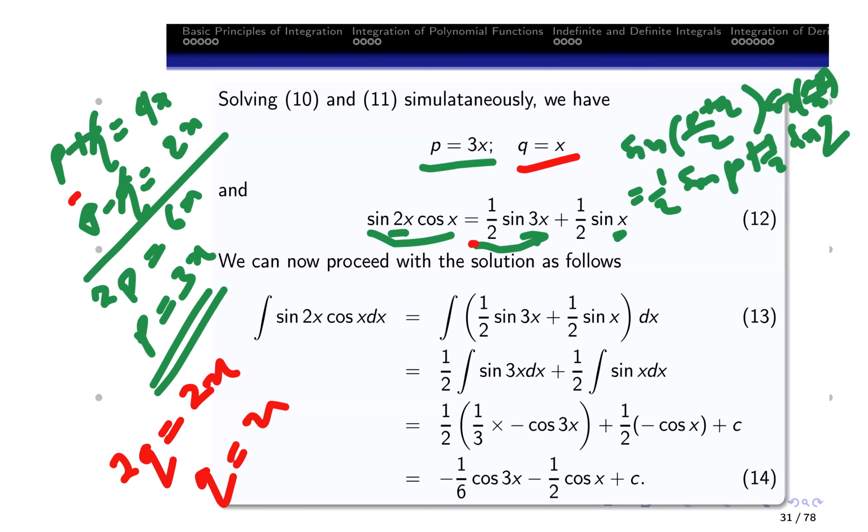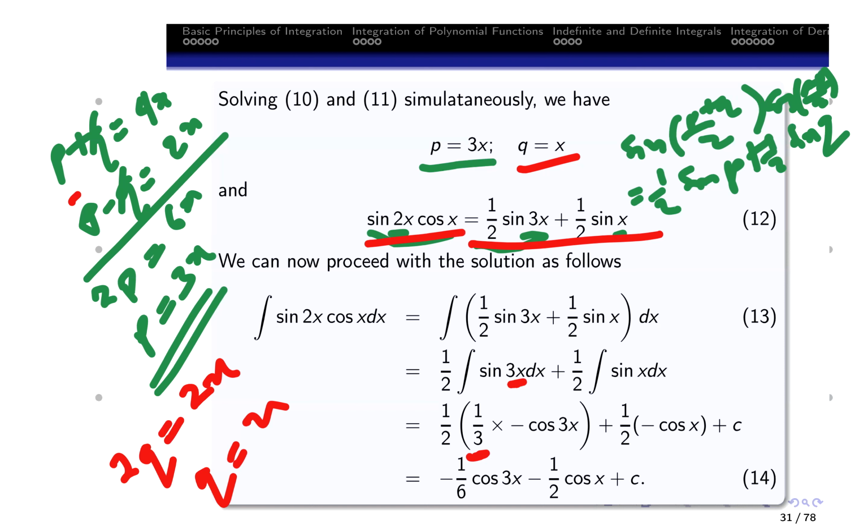So we have the integral of sine 2x cos x dx equals the integral of half sine 3x plus half sine x dx. Now we open things up. You have half sine 3x dx, then half sine x dx. So half is outside. To integrate sine 3x dx, differentiate 3x, you get 3, so divide by that 3. Division by 3 is the same thing as multiplying by 1 over 3. When you differentiate cos, you get minus sine, so when you integrate sine, you get minus cos.